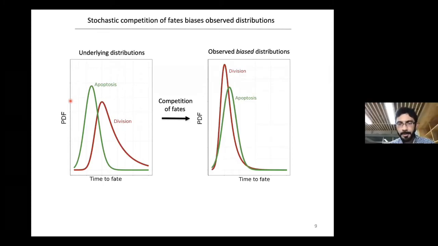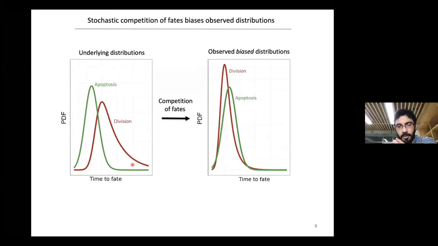But what is going to happen, because you are not going to be able to observe both these events for any given cell? These two events are mutually exclusive. So if a cell divides, you will not observe it dying, and the other way around. What that leads to is this phenomenon called competing risks. The observed distributions that you see in the actual experiment will be highly biased towards the left. And the reason is very simple to understand.